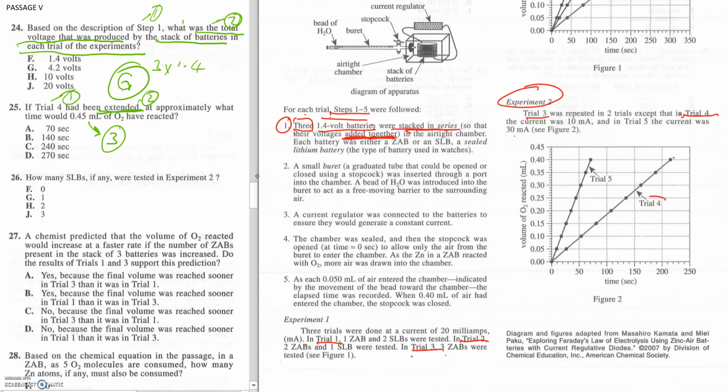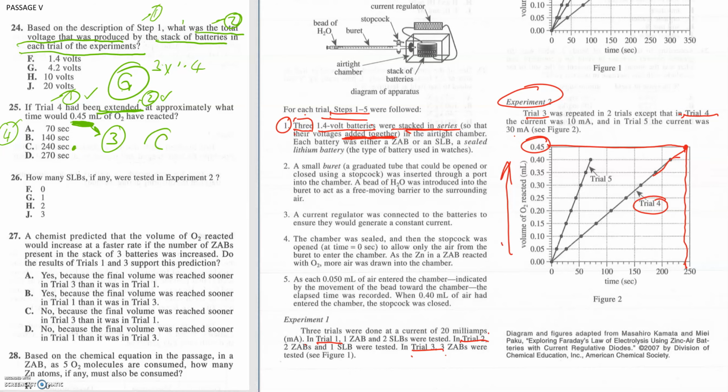Say trial 4 was extended. This is called an extrapolation question, and it just means you carry the line on beyond where it stops. It's a straight line, so we can confidently say it would extend to about there. We've found trial 4 and extended it. Then we have to find 0.45 milliliters of oxygen and then get the time, so the time would be step number 4. We need the O2 reacted, it's up the side here. We need 0.45, that's it there. We've extended it to just short of 250. If you draw the line down here, this would be the time, just short of 250, and 240 would be the answer, C.